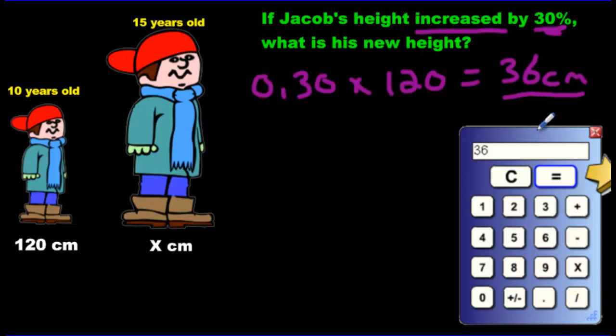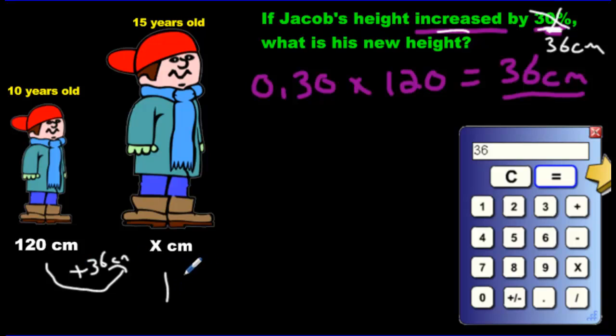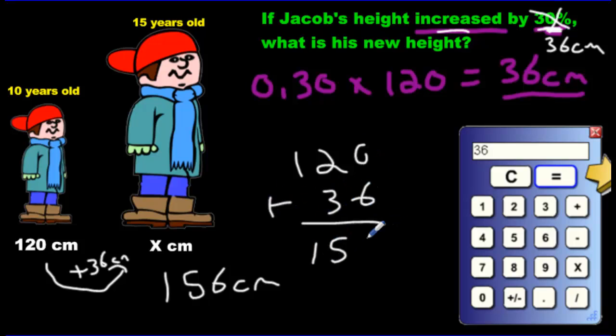That's the final answer, right? No. You know why? Because that's the percent. Look, it increased by 30%, which means I can cross out 30% and write increased by 36 centimeters. They're equivalent. So it increased by 36 means I have to do what? Right. I have to add 36 centimeters to that, and that will make 156 centimeters. That's 120 plus 36 makes 156 centimeters.